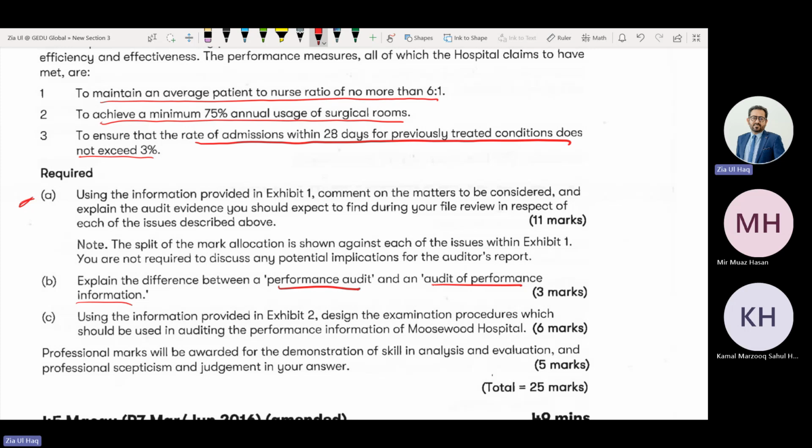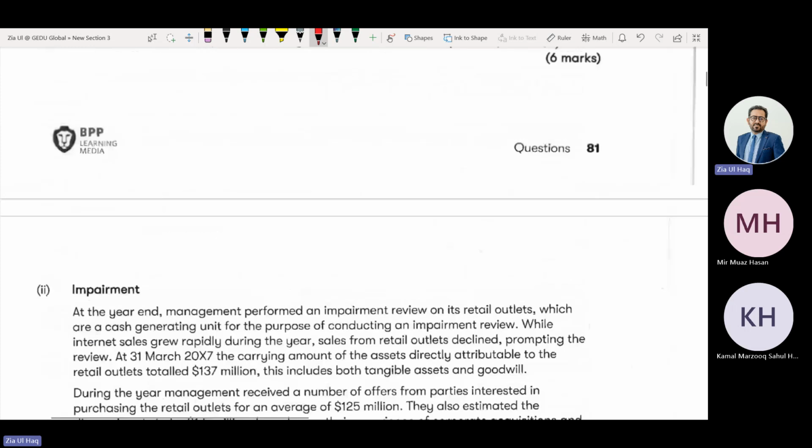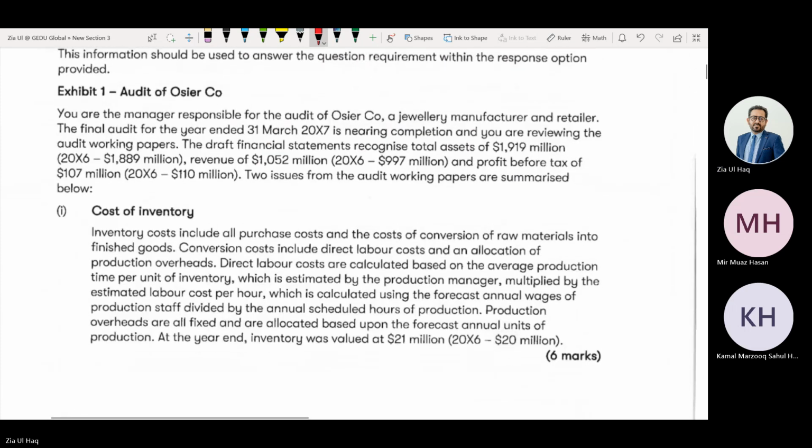And part C, using the information provided in Exhibit 2, design the examination procedures which should be used in auditing the performance information of MOSO. That we have discussed, procedures for each KPI. Yeah, but that is the 11 marker. That is a different one, right? No, 11 marks, that is part A that we have already covered in the previous class.